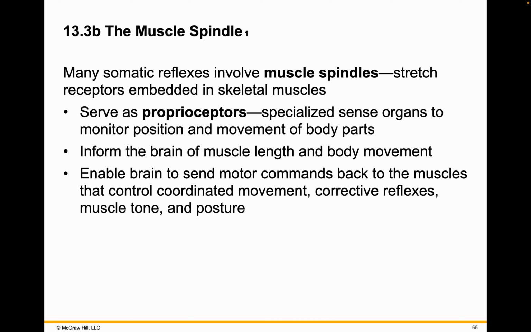Many somatic reflexes involve muscle spindles, which are stretch receptors embedded in the skeletal muscle. They serve as proprioceptors, organs that sense the position and movement of the body. They inform the brain of the muscle's length and body movement. They enable the brain to send motor commands back to the muscle to control coordinated movement, corrective reflexes, muscle tone, and posture.